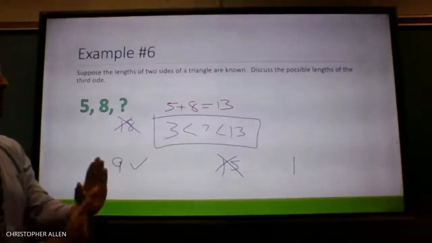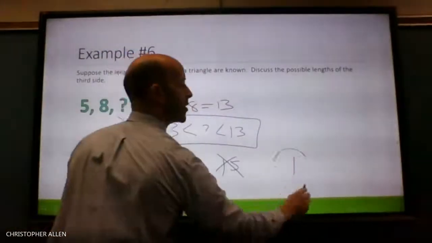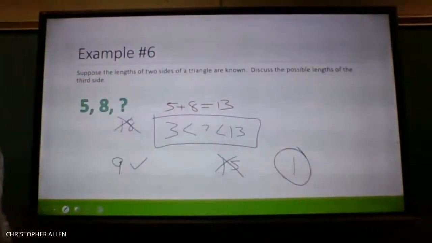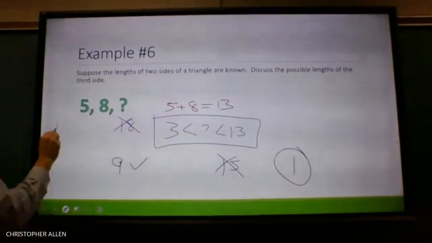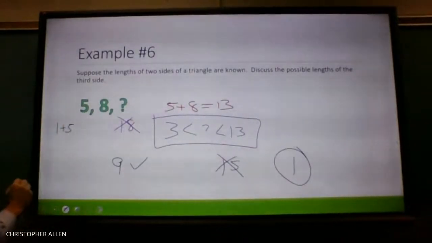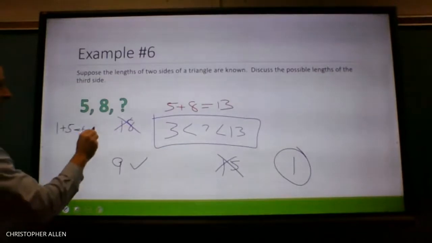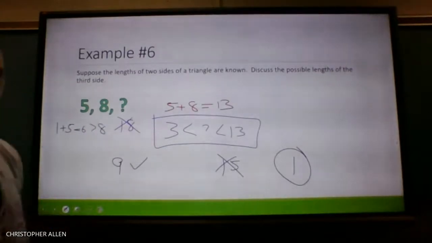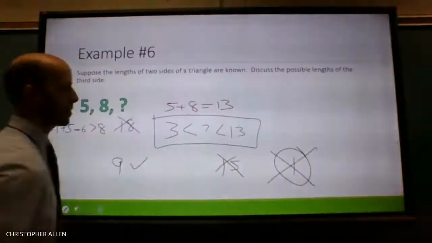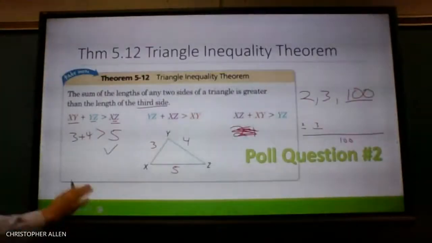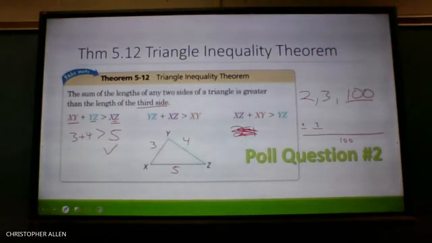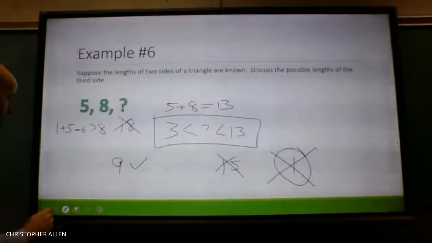And the way you can think about that is this. Let's say that this is true, that 1 could be a third side. Well, what's 1 plus 5? Well, that's 6. Is 6 greater than 8? Nope. That's why this is not allowed. So this theorem, I think, is pretty intuitive. Basically, any 2 sides have to be greater than the third side. So I'm going to go ahead and wrap it up there.